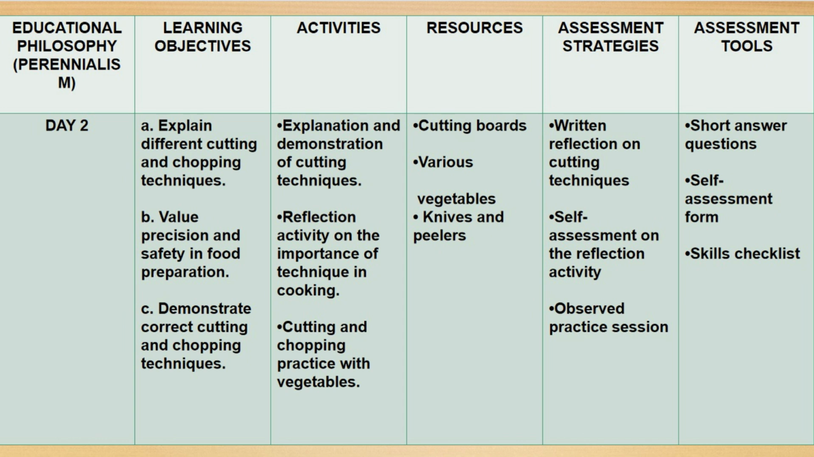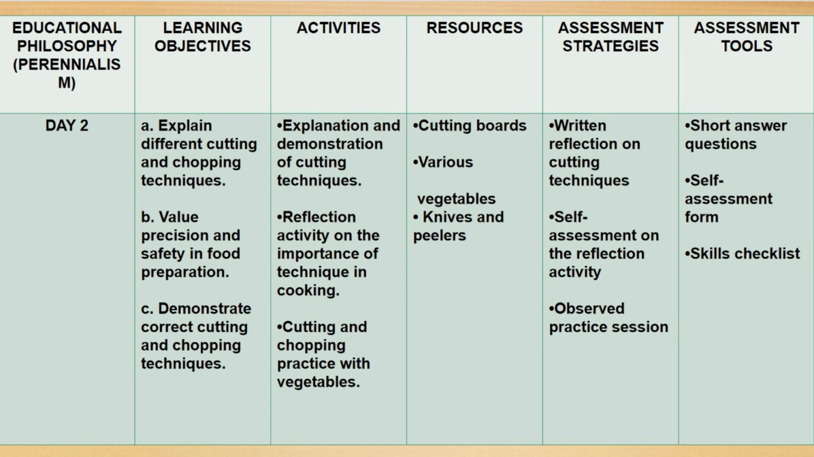So the second one is self-assessment form. This is for the affective domain. A form where students reflect on their learning and rate their own perception or appreciation of precision and safety. These tools assess students' self-perceived value of precision and safety in food preparation. So for example, statements might include, I understand why precision is important in cutting, rated on a scale from strongly agree to strongly disagree. And the last one is skills checklist.